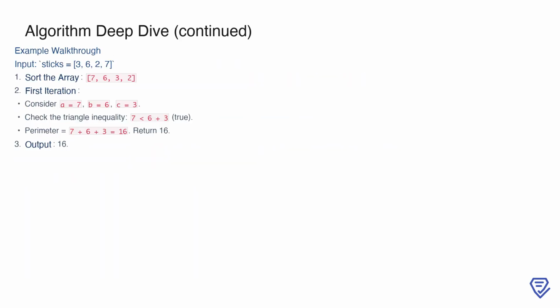Let's walk through an example to see how the algorithm works. Suppose the input array is 3, 6, 2, 7. First, we sort the array in descending order, resulting in 7, 6, 3, 2. In the first iteration, we consider the 3 largest sticks, A equals 7, B equals 6, and C equals 3. We check the triangle inequality, 7 less than 6 plus 3. This condition is true, so these 3 sticks form a valid triangle. We then calculate the perimeter as 7 plus 6 plus 3 equals 16 and return this value. Since we have found a valid triangle, the algorithm terminates early. The output for this example is therefore 16.